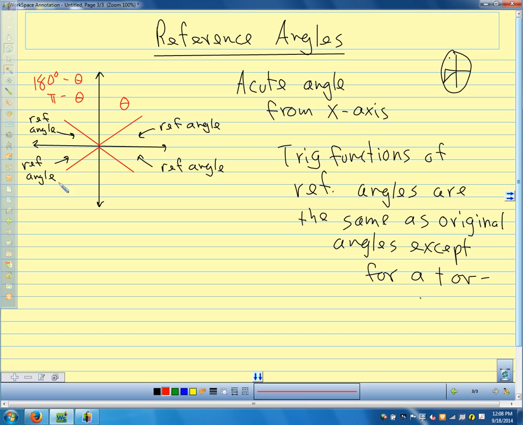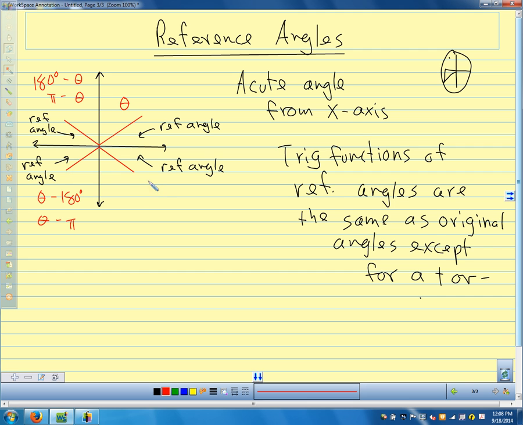How about in the third quadrant? Let's say this is a 200 degree angle. What would our reference angle be? Now remember, it's an acute angle. So if this is a 200 degree angle, what would this little angle be? 20. How do you find 20? 200 minus 180. So we did theta minus 180, or theta minus pi, to find a reference angle.